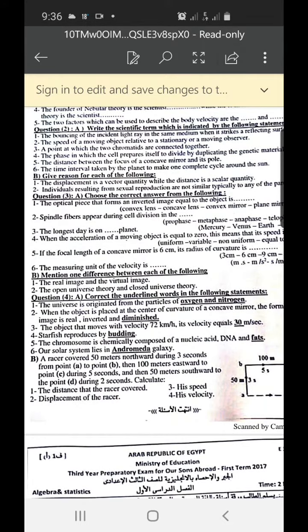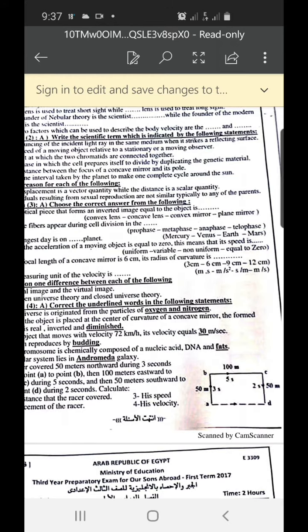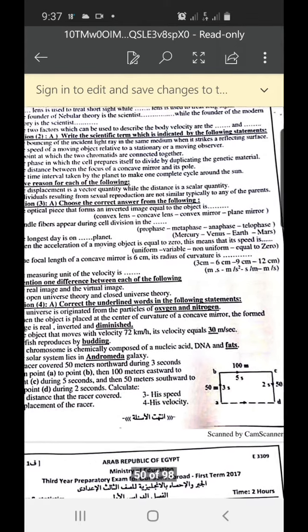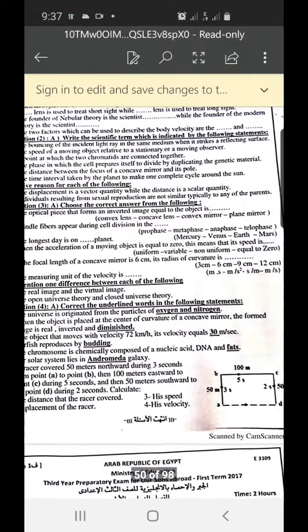Number 6, the measuring unit of velocity: meter multiply second, meter divide second square, second divide meter, meter per second. The answer is meter per second. The last one is correct. Velocity is measured by meter per second.